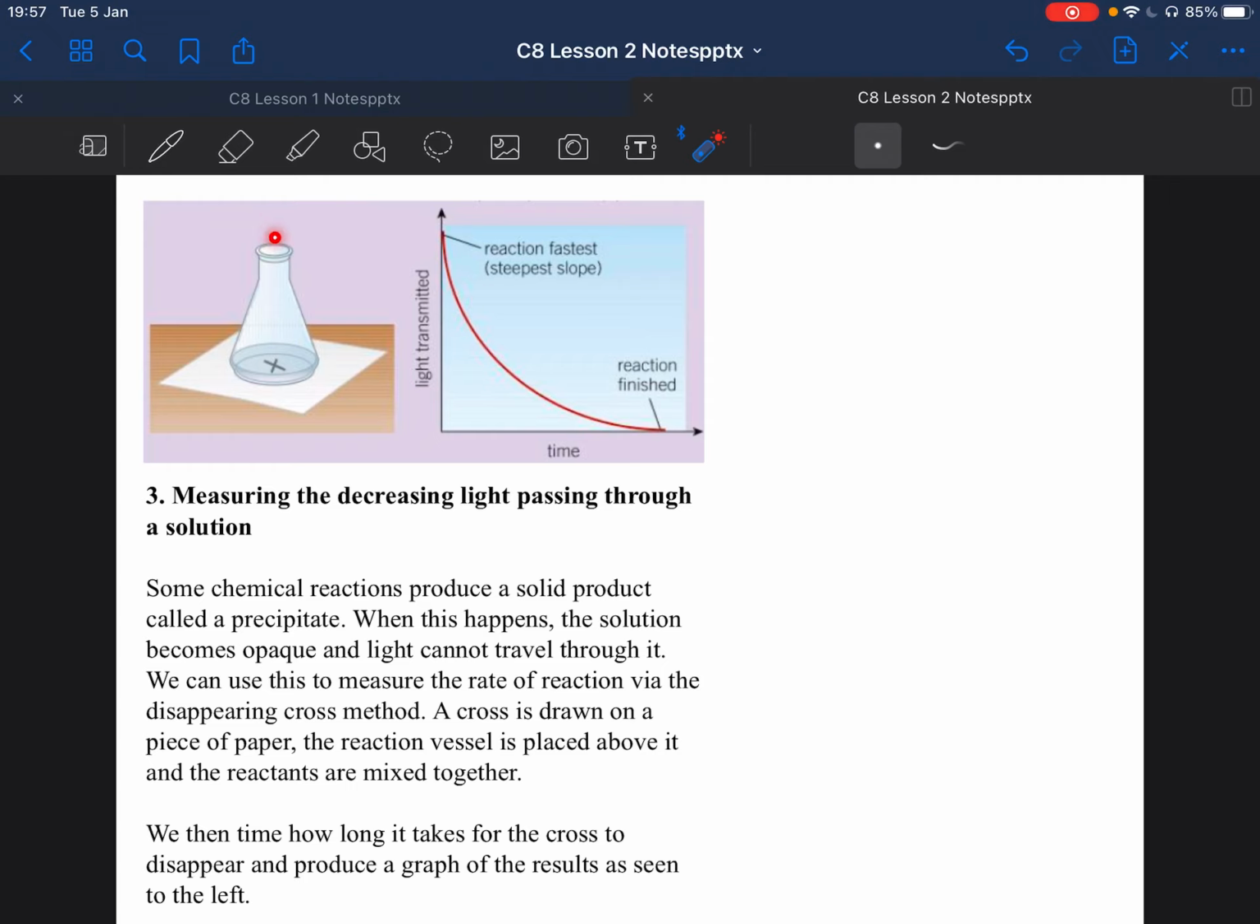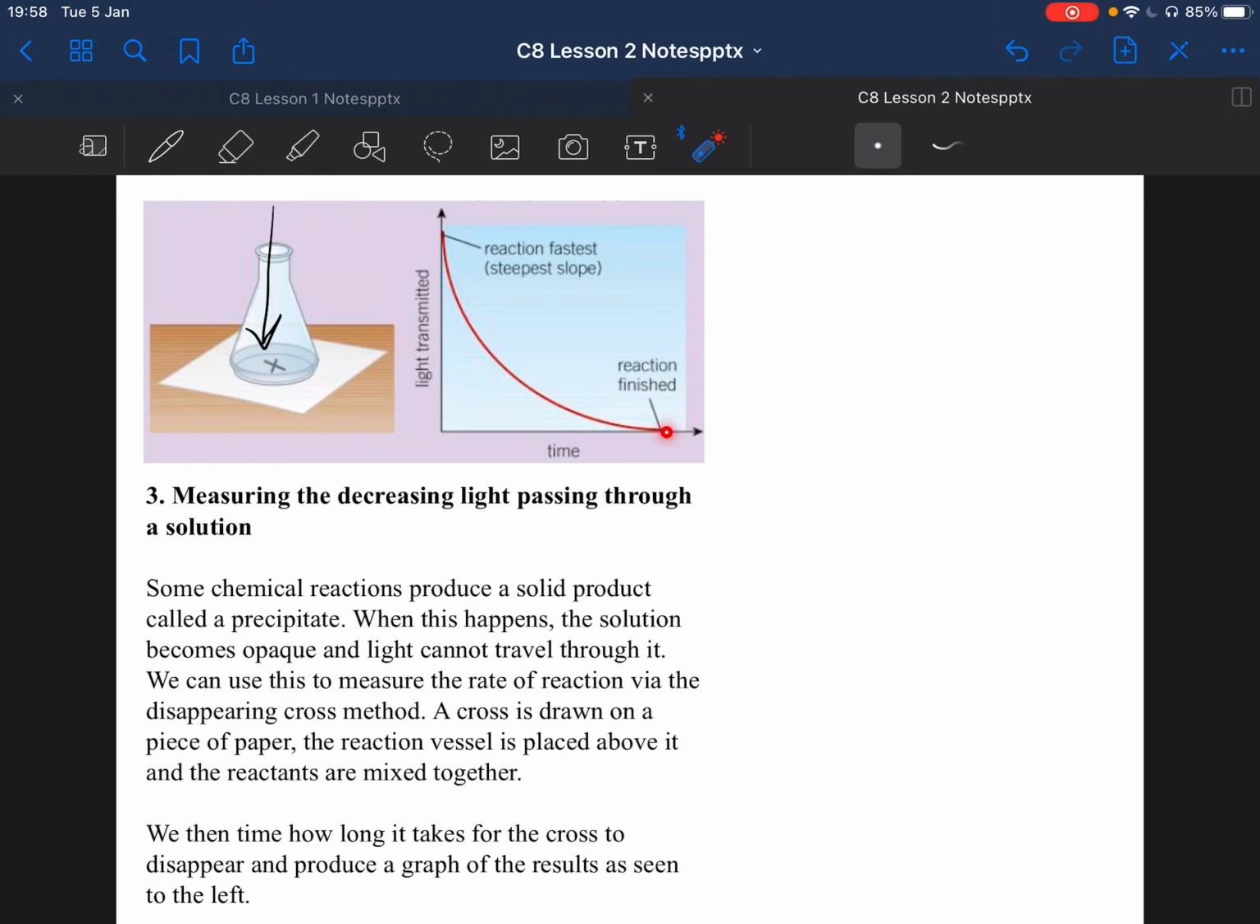And what you're going to do is look straight down your vessel like that. Then what you're looking for is the moment at which you can no longer see your cross. The light isn't passing through it anymore, and so you would stop the timer and write down the time it took to do that. You can use this to test how concentration or how temperature would affect the reaction by either repeating it multiple times with different concentrations of solution or repeating it multiple times with different temperatures for the solutions. And again, just like we've seen previously, our graph would be this downwards curve.